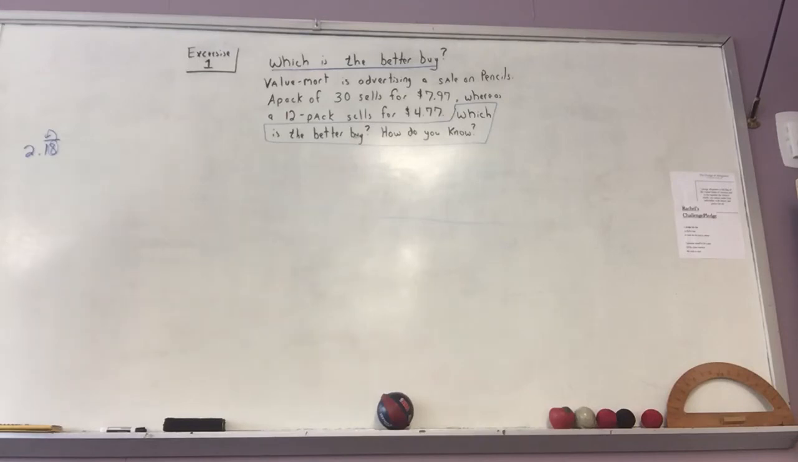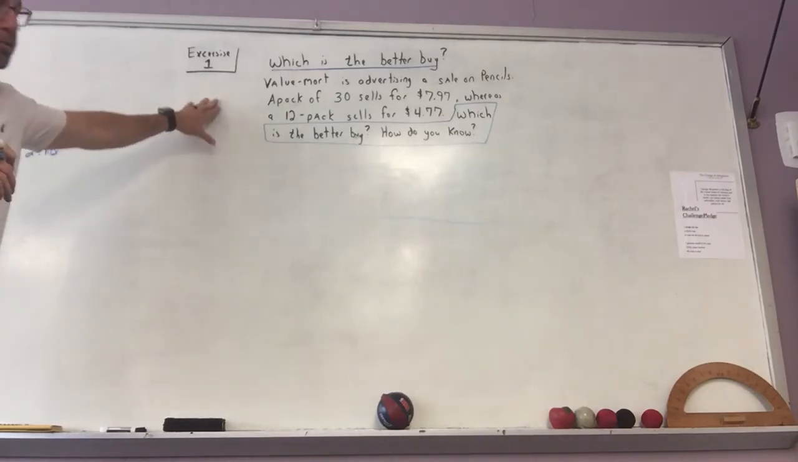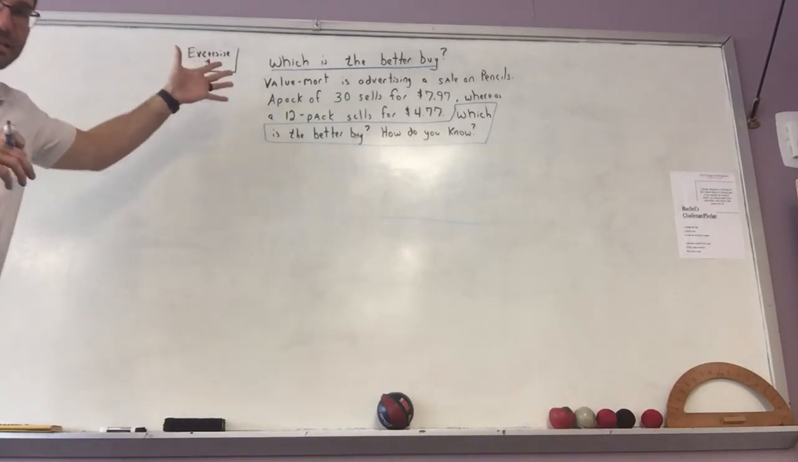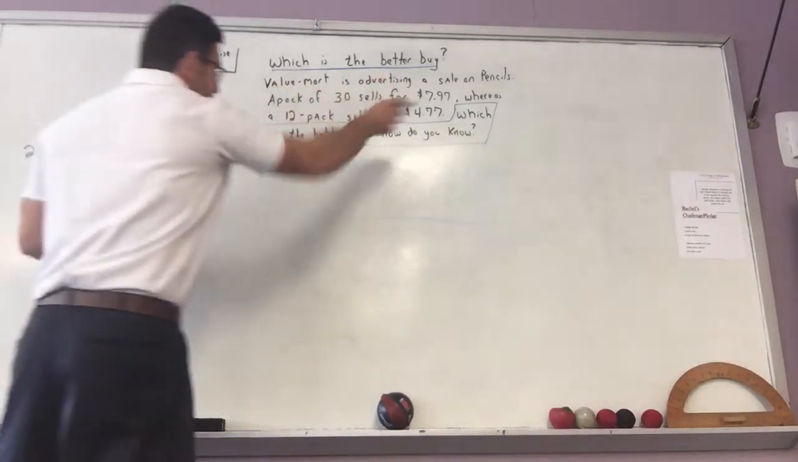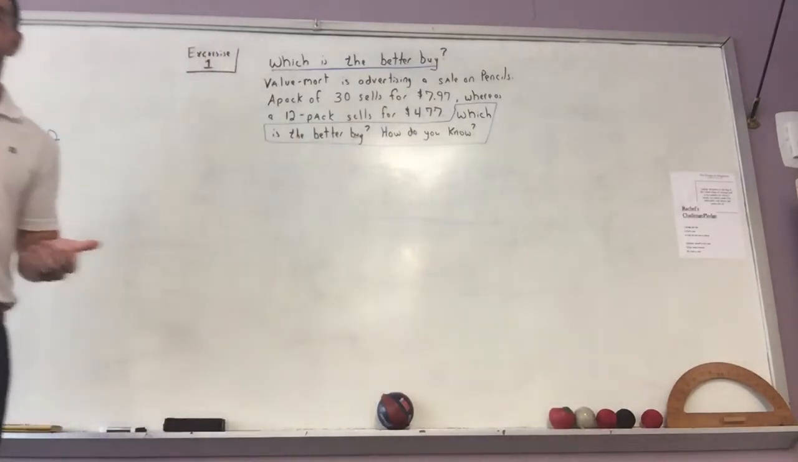So it says, which is the better buy? And I kind of ad-libbed here. You can read it on your paper. It doesn't say the exact thing. Value Mart is advertising a sale on pencils. A pack of 30 sells for $7.97, whereas a 12-pack sells for $4.77. Which is the better buy? How do you know? Notice that I boxed this in, okay?